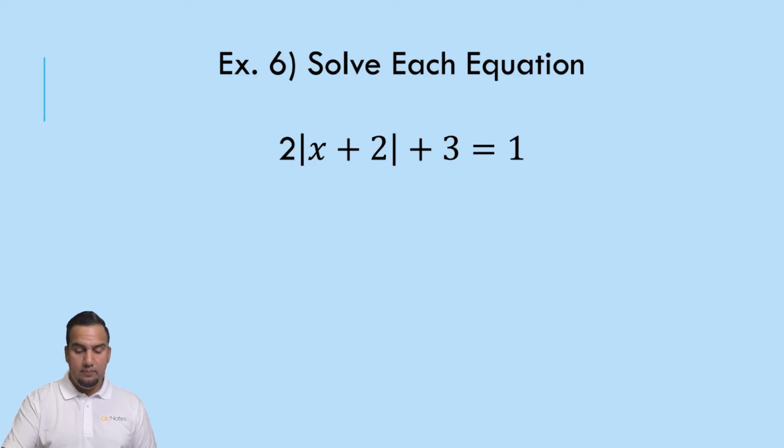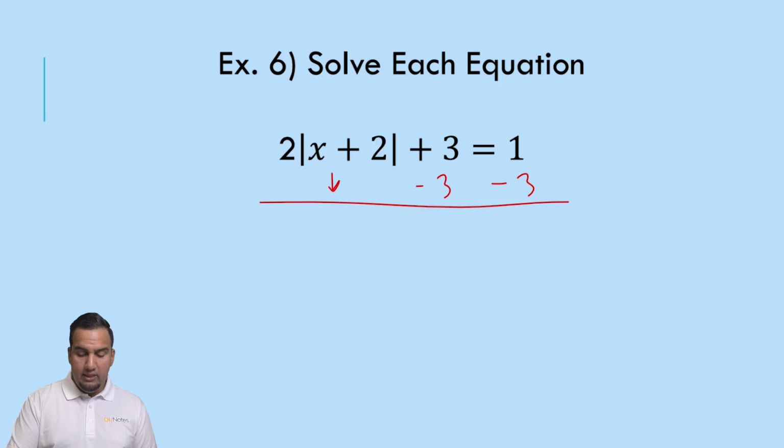Example 6 says this: 2 absolute value x plus 2 plus 3 equals 1. Once again, try solving this on your own. Pause the video, play it, see if you get it right. So in this problem, our first step is we have to isolate the absolute value. So what I'm going to do to both sides, I'm going to subtract 3. Why? Because the opposite of positive 3 is subtracting 3.